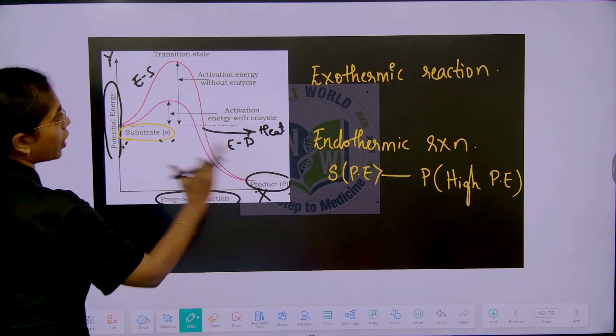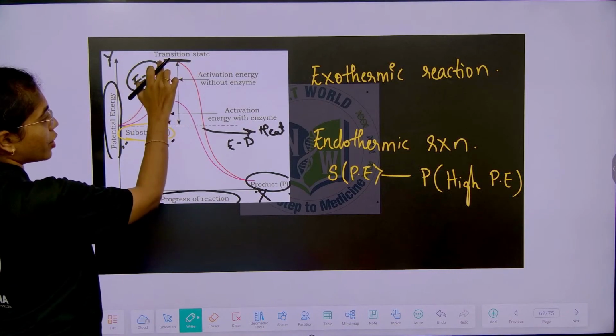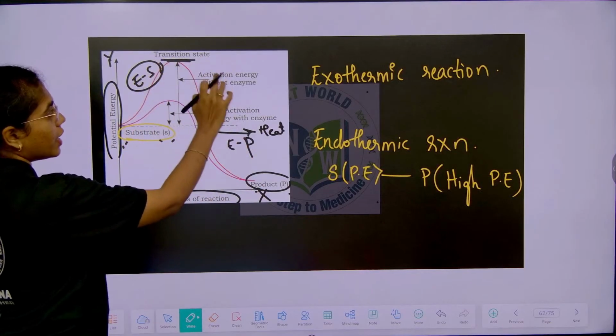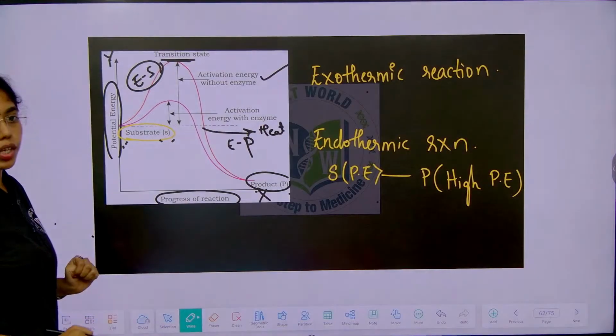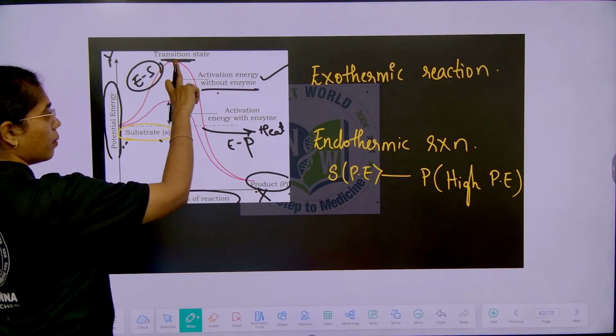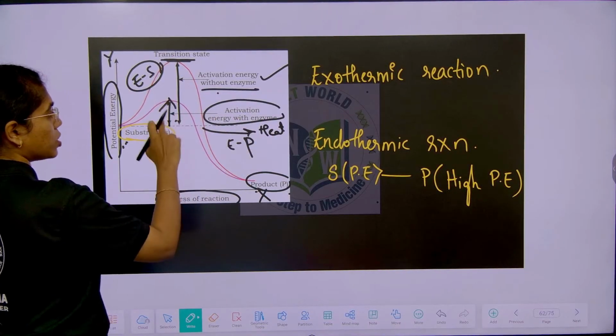Substrate to product formation. What is the transition state? Converting from the enzyme-substrate complex to the enzyme-product complex. That is the transition state. Energy required is what? Activation energy. The activation energy required without enzyme is more when compared to the activation energy required in the presence of enzyme.